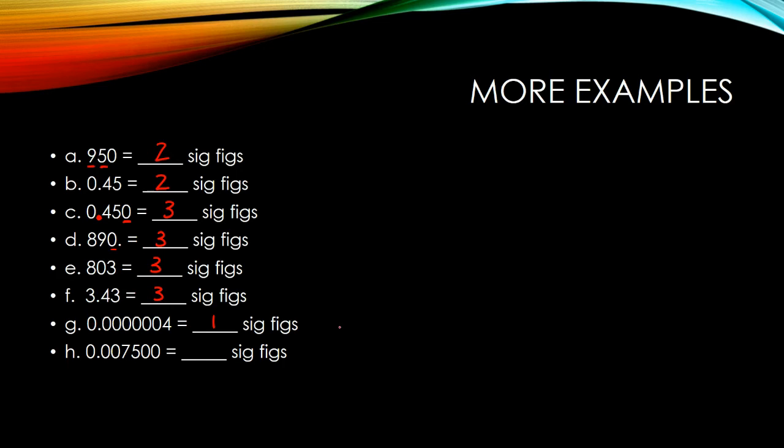But just in case you were curious, if it was like 1.0000004, this would then be a grand total of 8 sig figs. So 1, 2, 3, 4, 5, 6, 7, 8. So just in case you were curious why it was only 1 as opposed to it being like 7 or 8, for example.